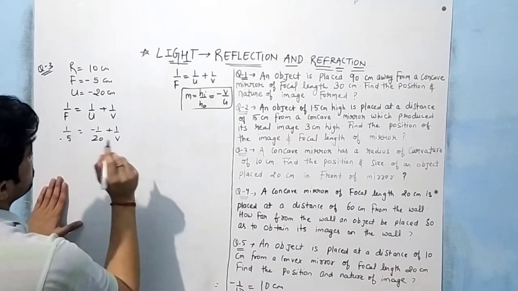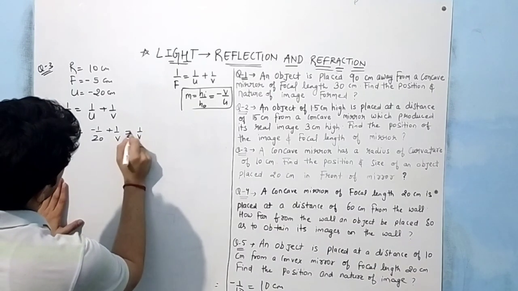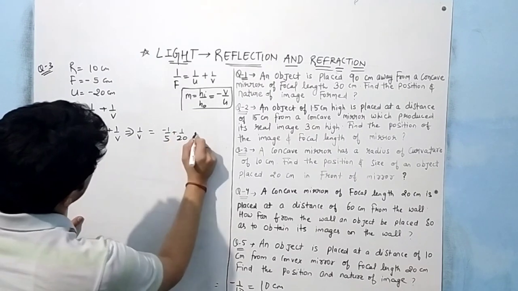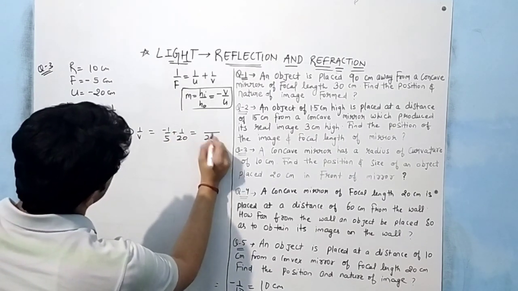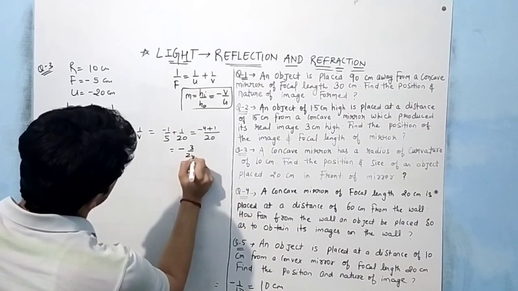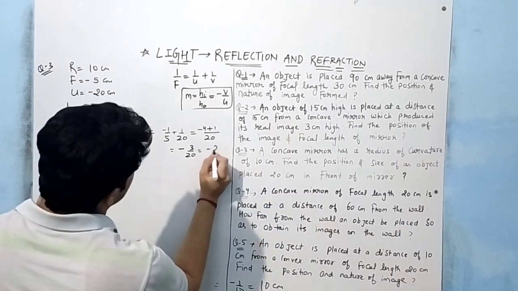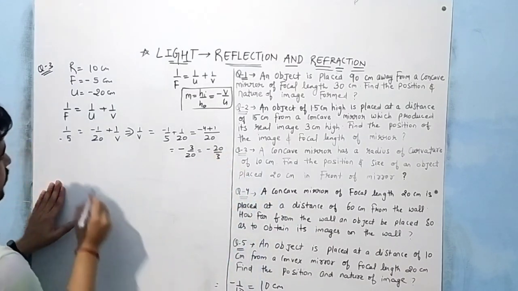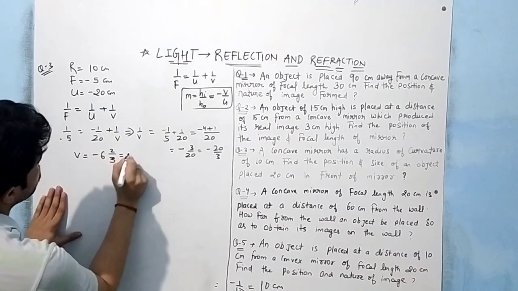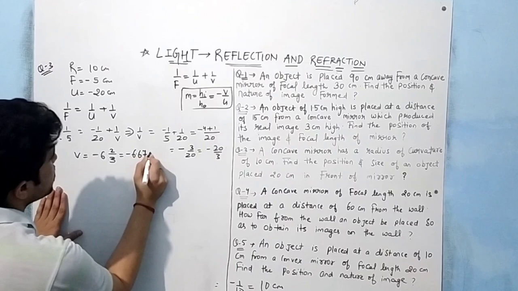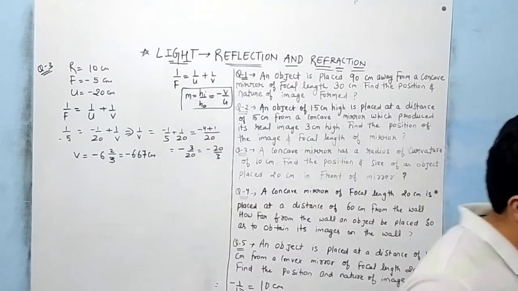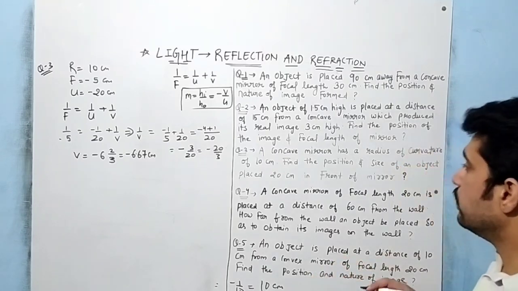First of all, you have to find v. So 1 over v will be equal to minus 1 over 5 plus 1 over 20. The LCM is 20, so minus 4 plus 1 equals minus 3 over 20, which leads you to minus 20 over 3 for the value of v. So v is equal to minus 6 and 2 over 3, or you can put it as minus 6.67 centimeter. After solving the value of v, it is very easy for you to calculate.